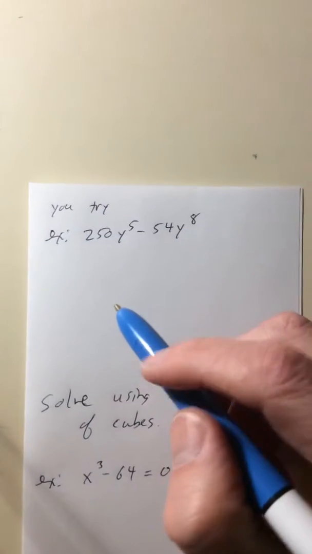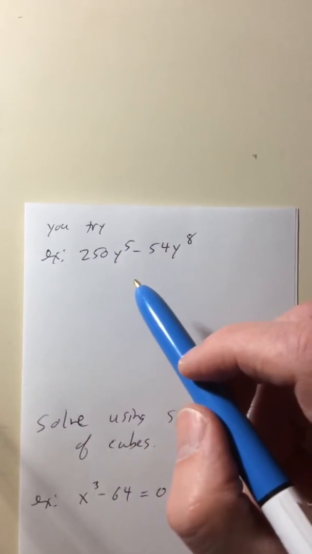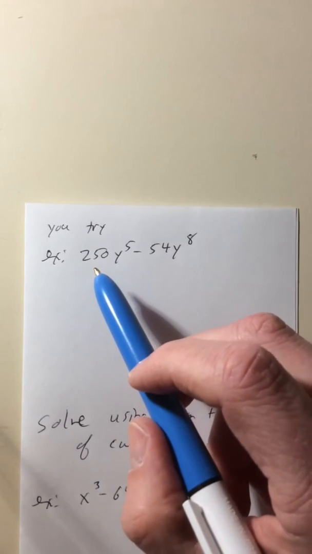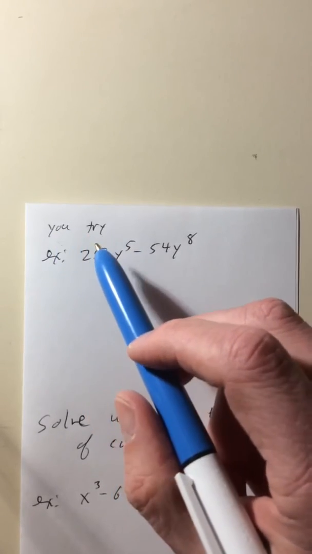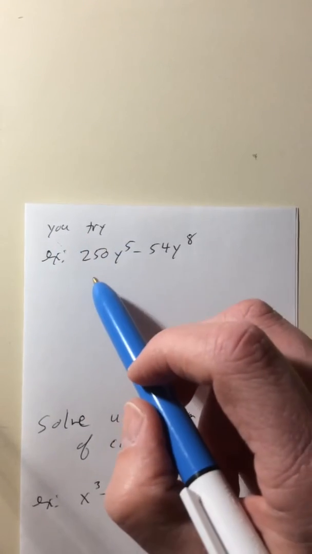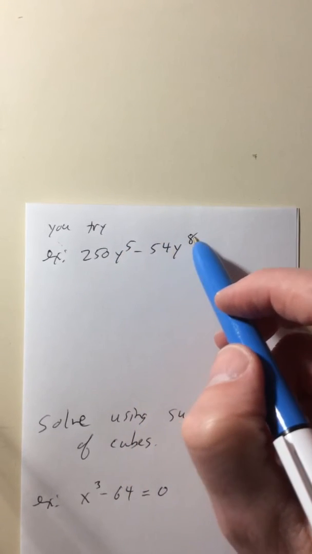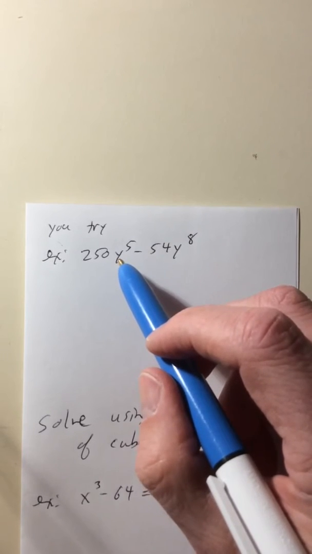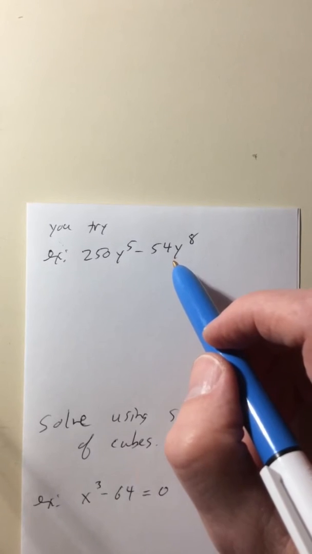So you try right here. Same kind of problem. But I am going to give you a little bit of a hint on this one because this one is slightly trickier than the previous one. If you'll notice, the 5 right here, actually, I'll start you off and you're going to finish. How's that? So you'll notice here that the y to the 5th, that's not a perfect cube, and y to the 8th, that's not a perfect cube. But they do have something in common that might help us to get to a perfect cube situation.